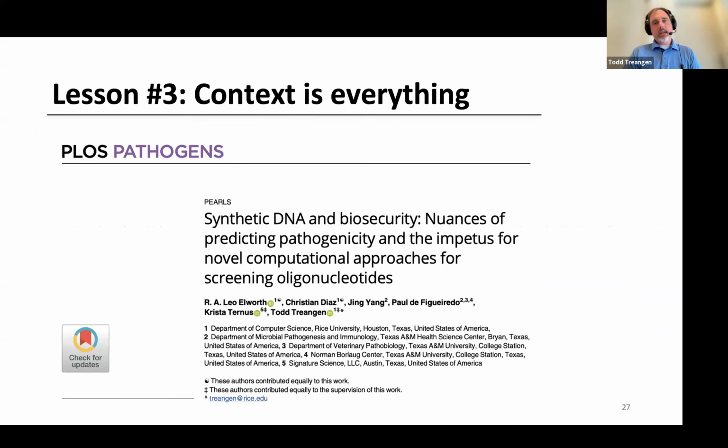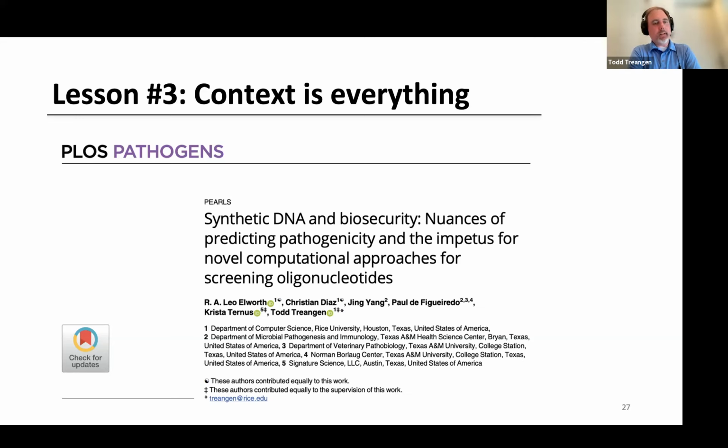Okay, and then lesson number 3, context is everything. And again, I'm sorry, I don't have more time because of the limits of the talk. I think I have maybe 10 more minutes here. I'm going to go through it reasonably fast, but I'll summarize all of these at the end, by the way. Context is everything.